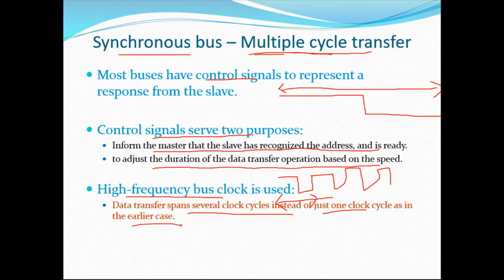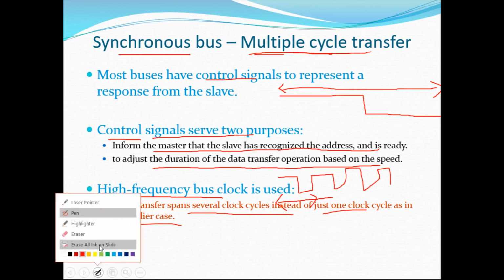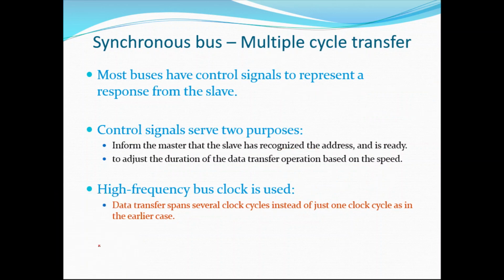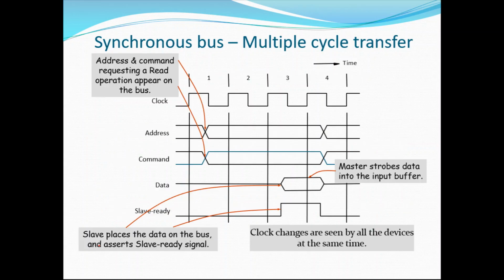One is introducing multiple clock cycles with a high frequency clock, and the second is introducing the control signal. Through this control signal, the master will know when the slave is ready, and the faster device can respond fast and the slower device can respond slowly. So let us see how synchronous bus with multiple cycle transfer works.